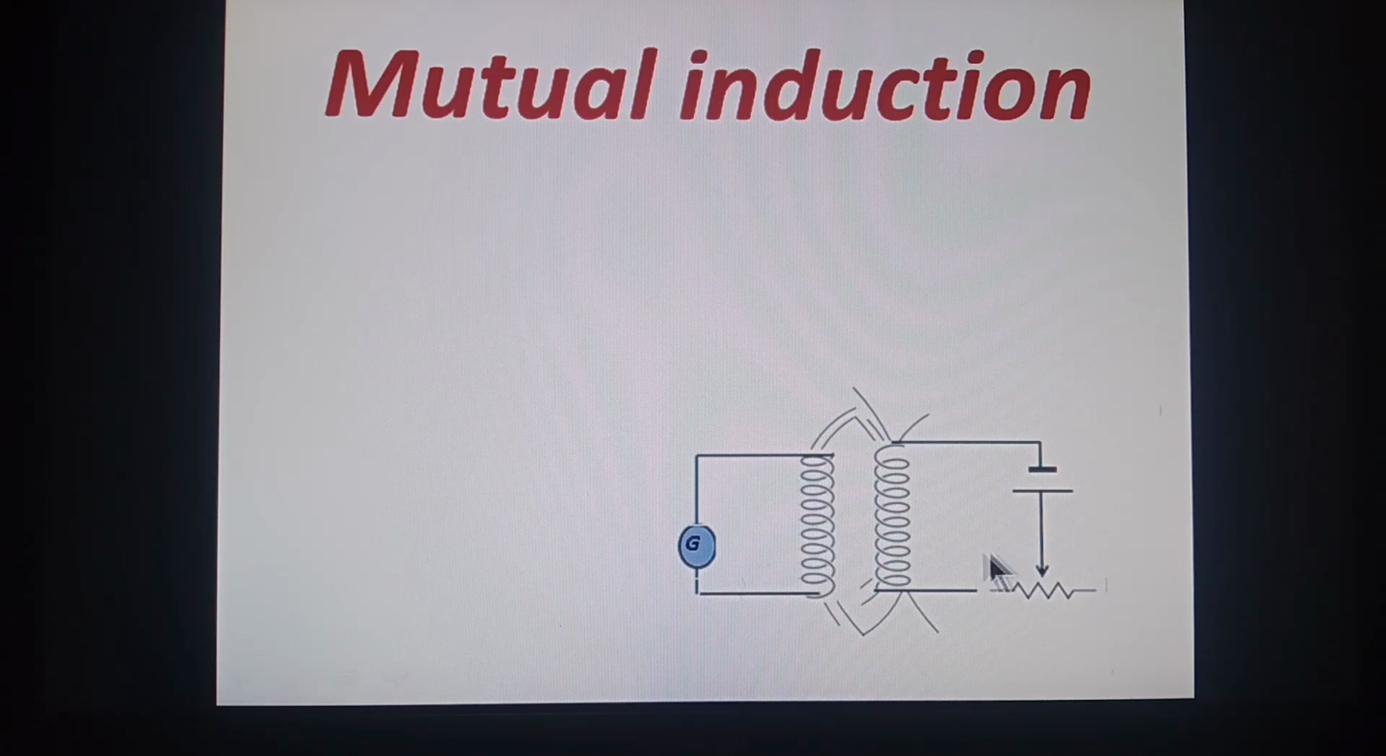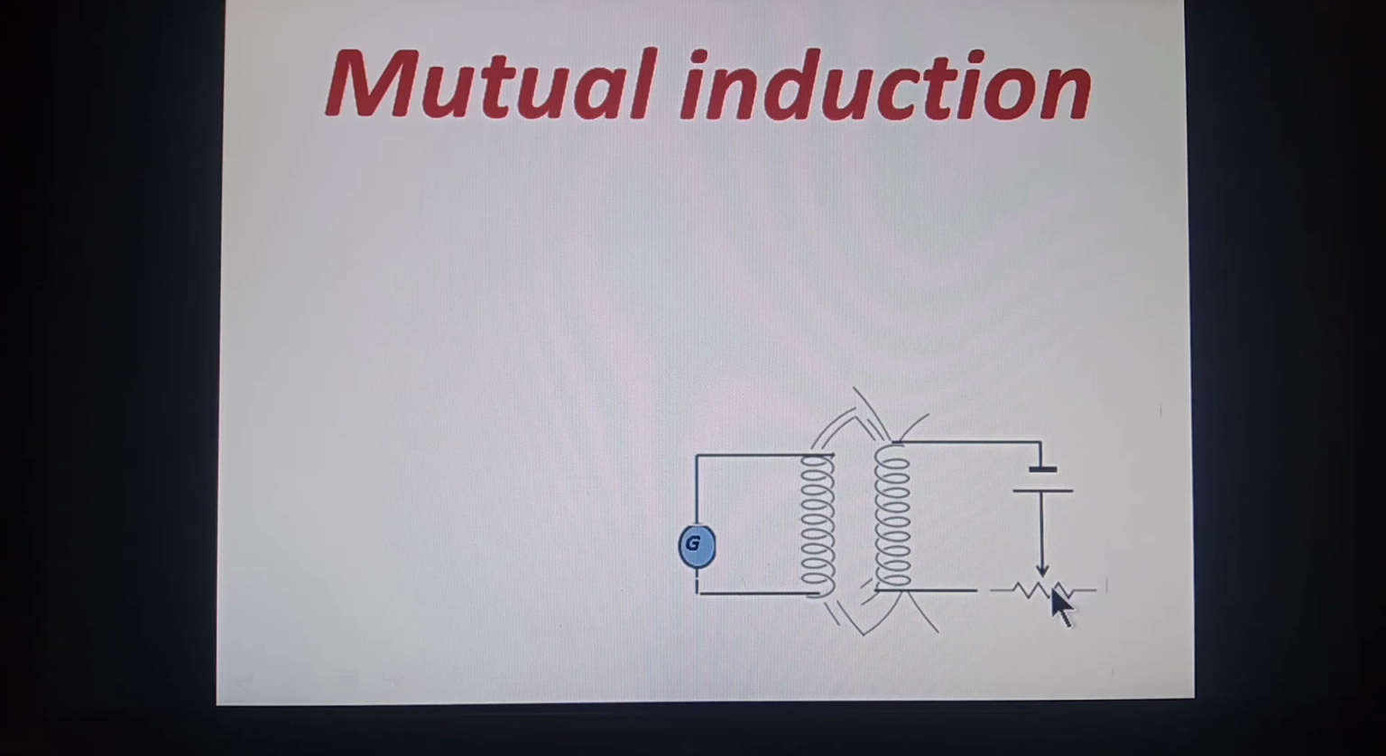Students, when we switch on the primary coil, a current starts flowing. You know that when current flows in a coil, a magnetic field is produced. So, due to the flow of current in this primary coil, a magnetic field is produced. Some of the magnetic lines of force or magnetic field lines will pass through the secondary coil lying nearby. So, the magnetic field is shared with the secondary coil.